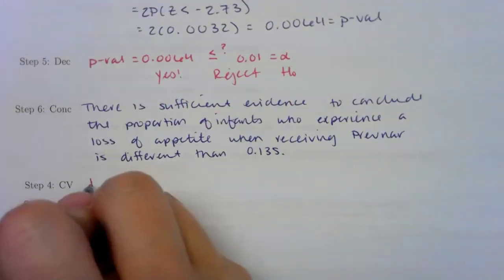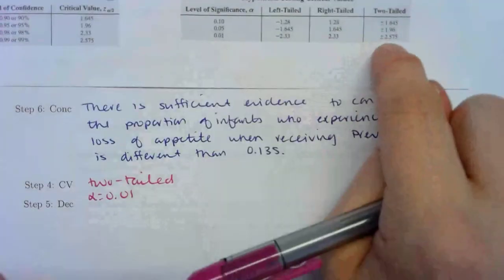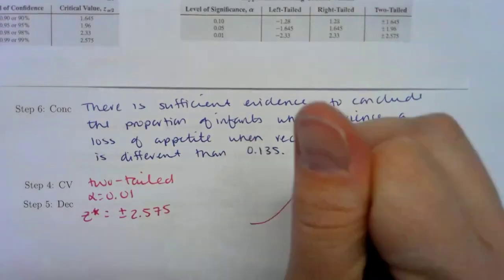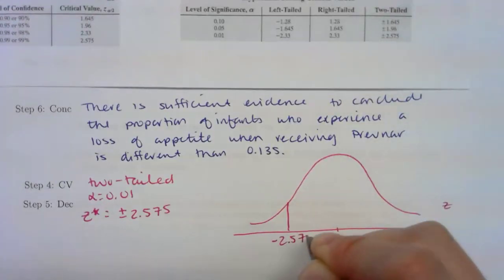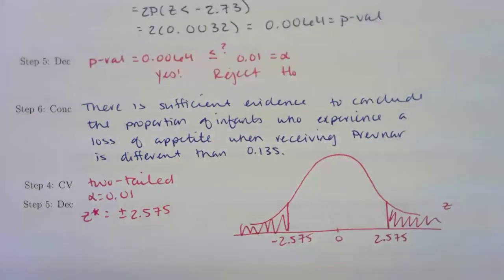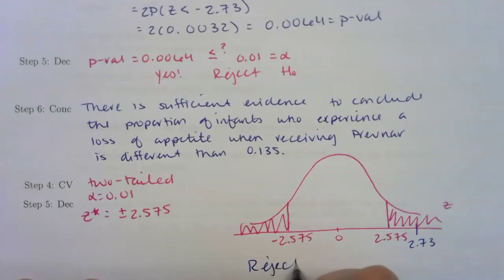And lastly, finding the critical value, we need the tailedness of the test, and we need alpha. And when you look up alpha of 0.01, a two-tailed test, our critical values are plus or minus 2.575. Again, it's two-tailed, so we're going to have two critical values: negative 2.575 and positive 2.575. The test statistic is 2.73, which is in the shaded region, so we reject the null. You have two shaded regions, but you only have one test statistic, so it will only show up on one side. But as long as it's in the shaded region, you reject.